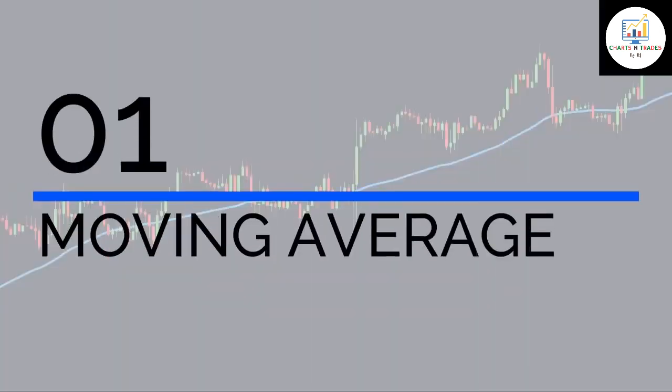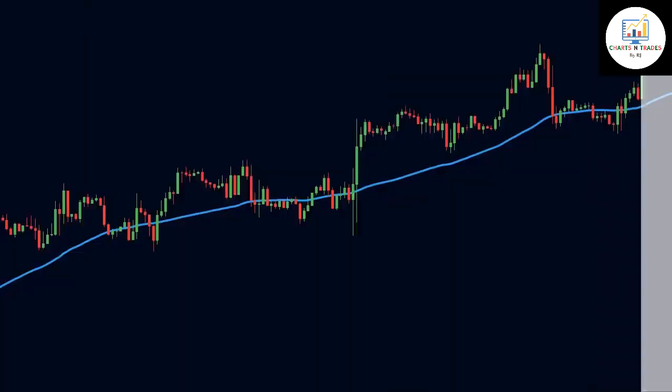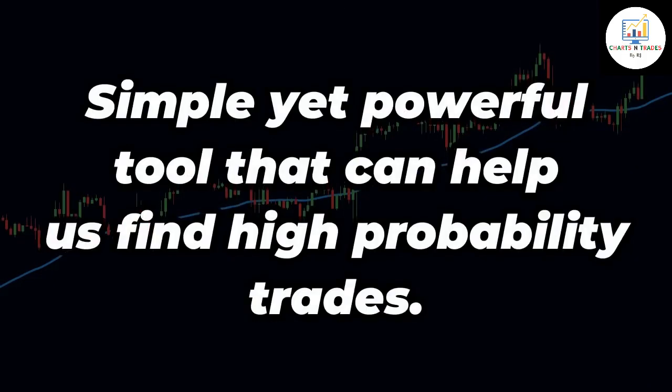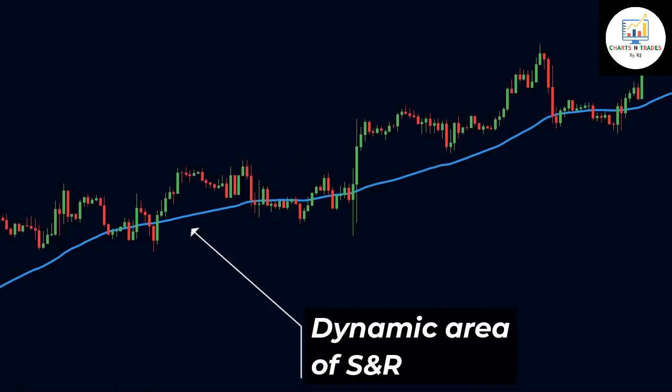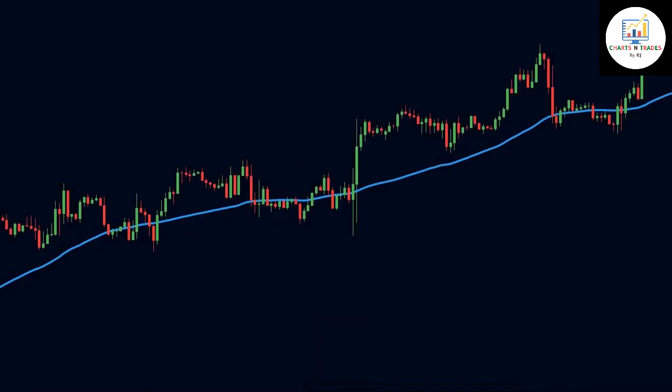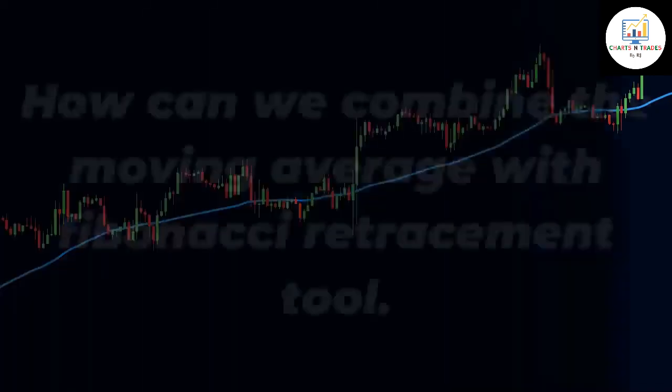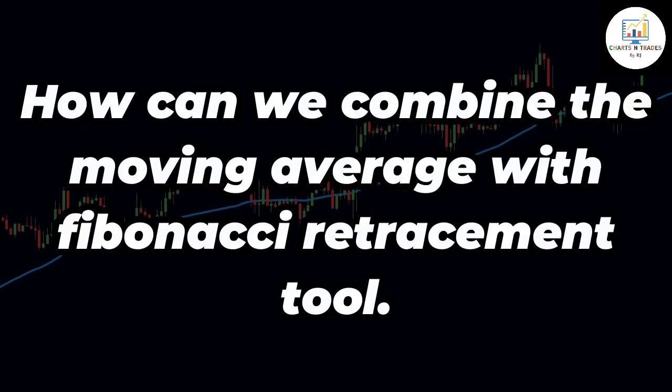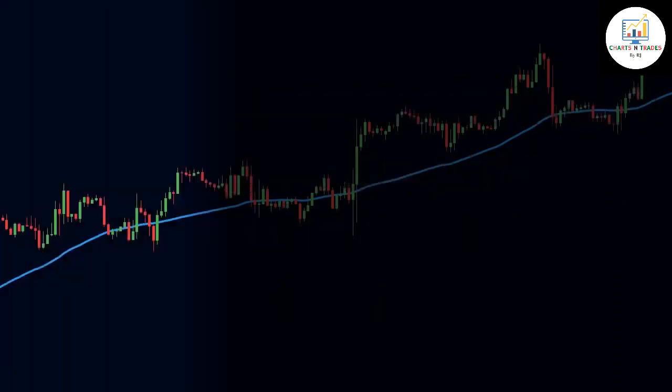So, the first confirmation is a simple moving average. It is a very simple yet powerful tool that can help us in identifying high probability trades. A moving average acts as a dynamic level of support and resistance. It also helps us in identifying the trend. Now let's see how we can combine the moving average with the Fibonacci retracement tool.